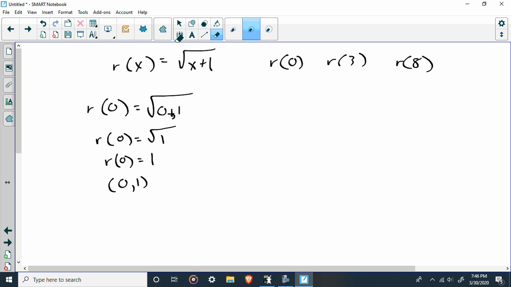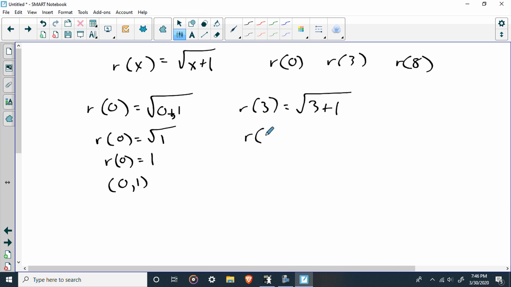So again, your next one, r of 3. All right, so we're plugging in 3. So r of 3 is equal to the square root of 4. And again, we only want the positive square root because it is a function. Since it's a function, we only want one answer. We can only have one answer, okay?